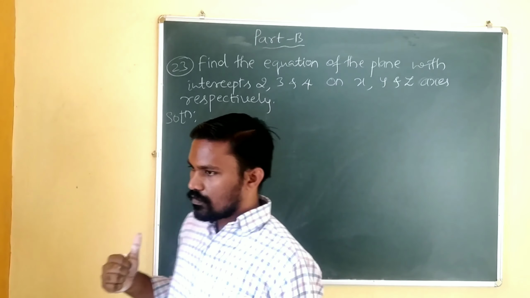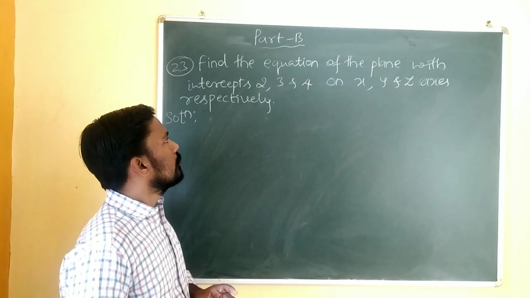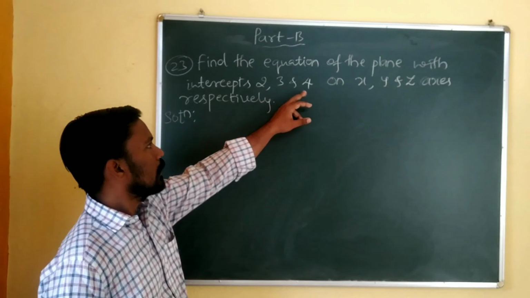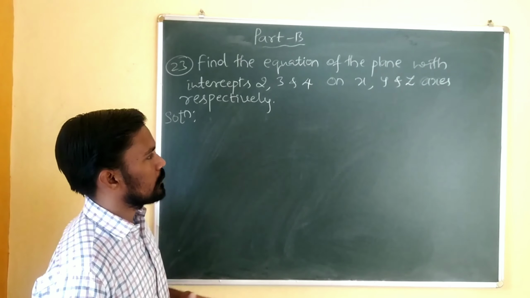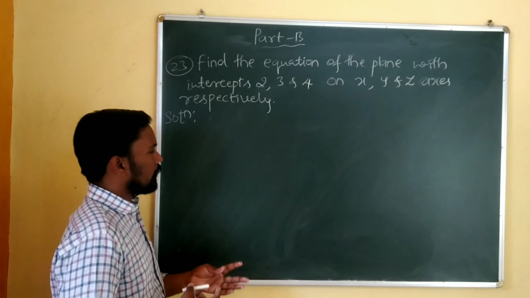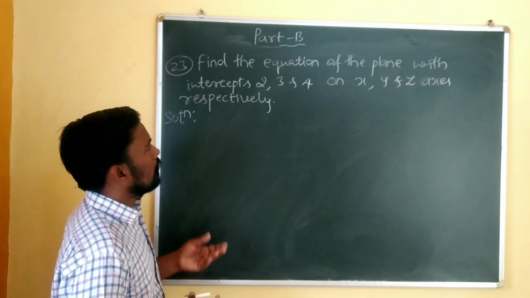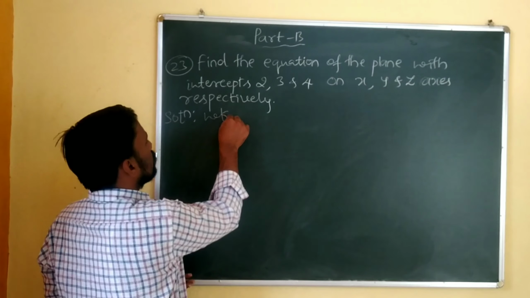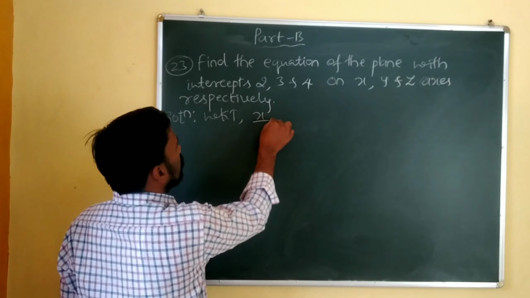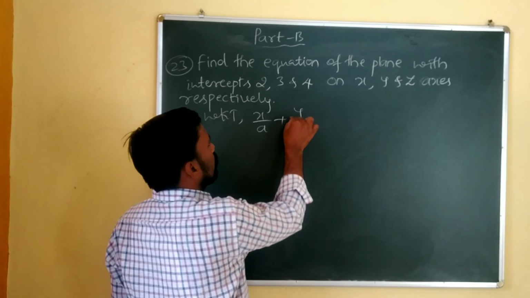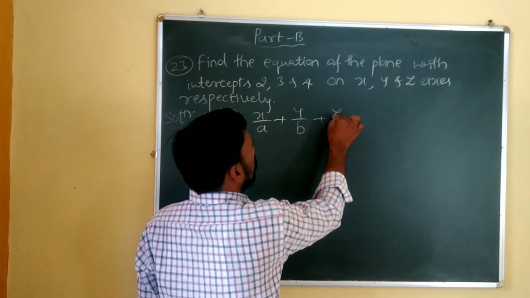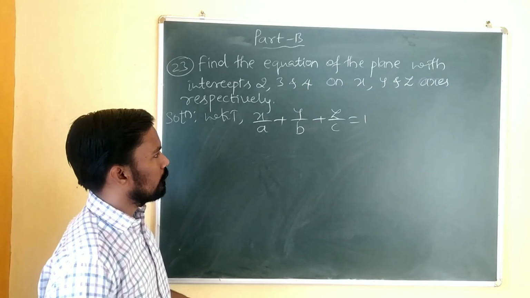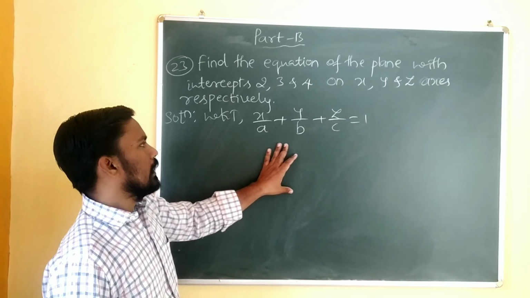Take the next question, question number 23. This is from 3D. Find the equation of the plane with intercepts 2, 3 and 4 on the x, y and z axis respectively. There is a formula to calculate the equation of a plane with intercepts. Let me write that formula first: x by a plus y by b plus z by c is equal to 1. This is the standard formula used whenever the intercepts are given.